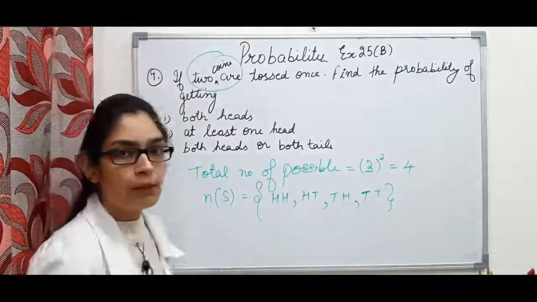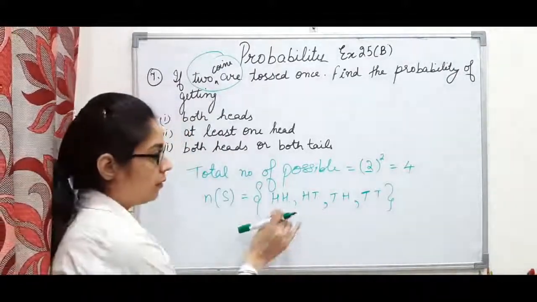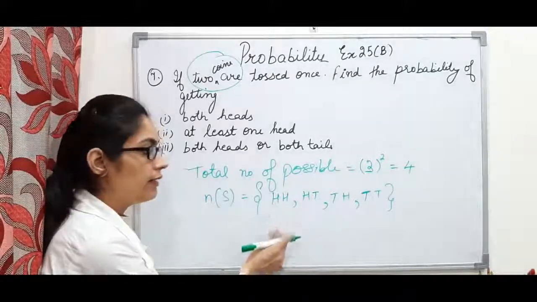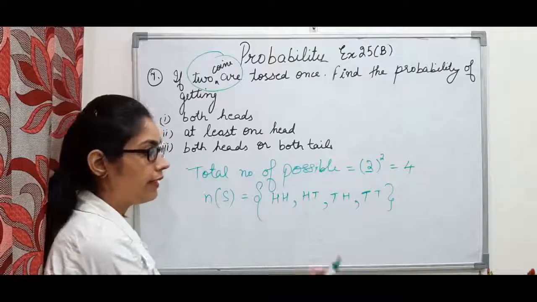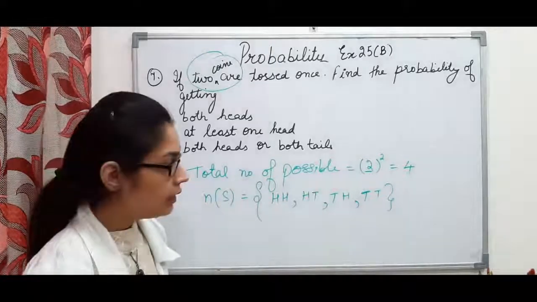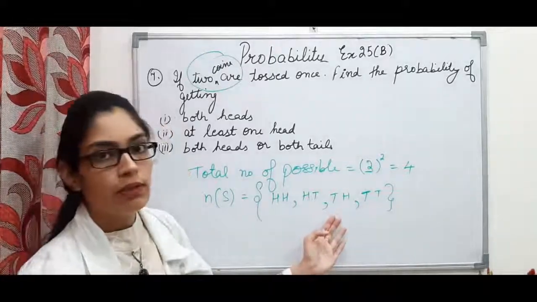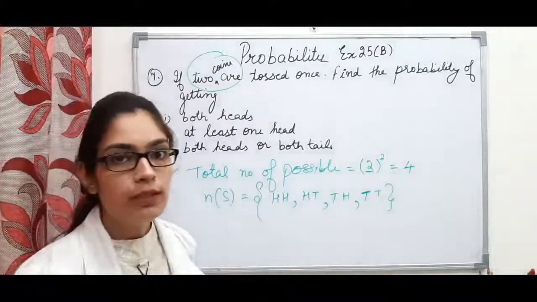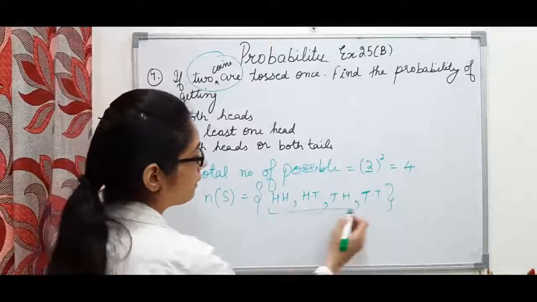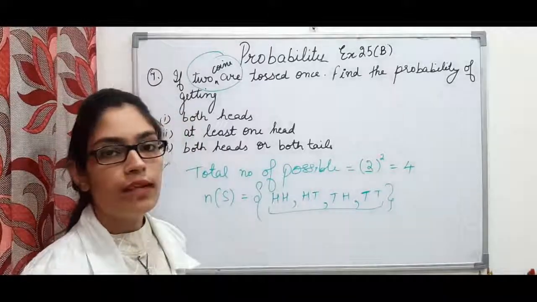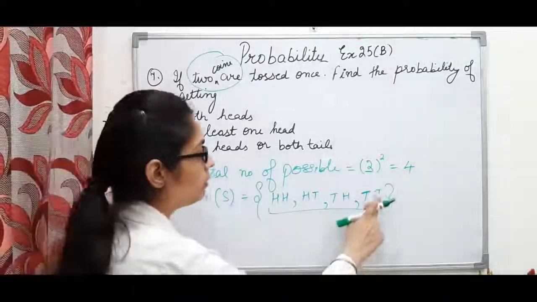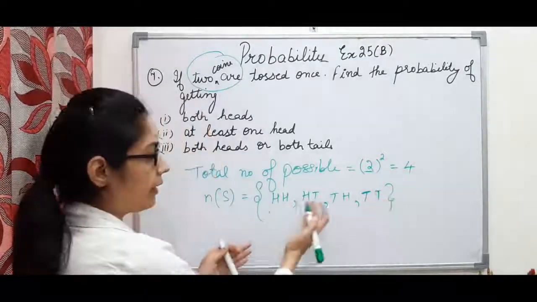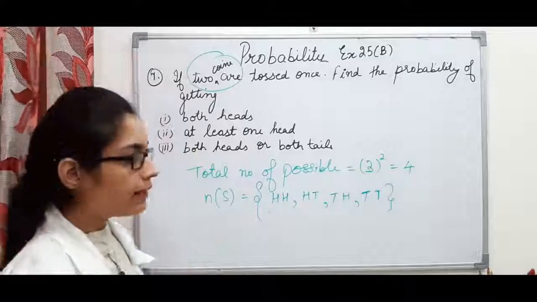See, we are tossing 2 coins simultaneously. It is possible that on both coins I'll get head, or on the first coin I'll get head and on the second coin tail, or on the first coin tail and on the second coin head, or maybe both tails. So these are the chances of getting my events. Now this is the sample space, and the total number of outcomes is again 4, which we have already calculated.